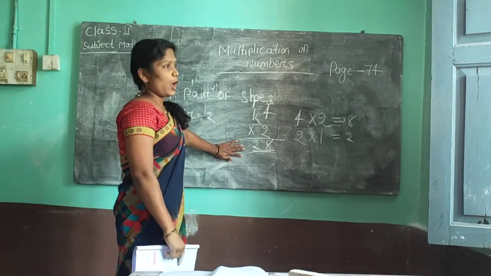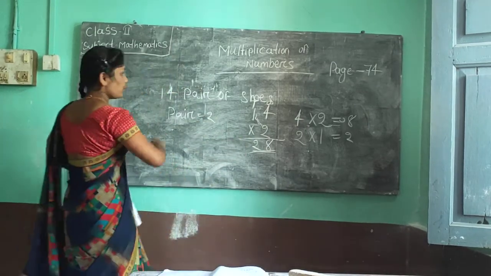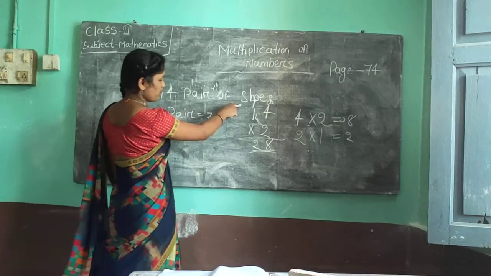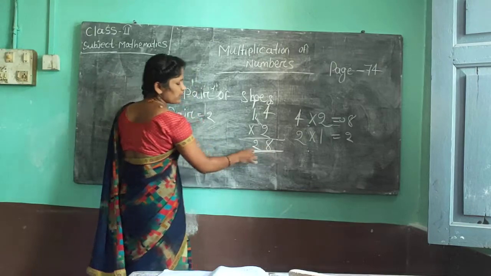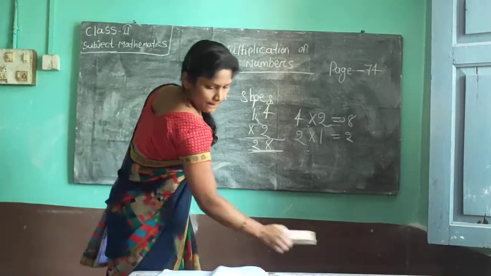So how many shoes are there? If I have 14 pairs of shoes, and a pair means 2, so how many shoes are there? 28 shoes are there. Okay? Understood?